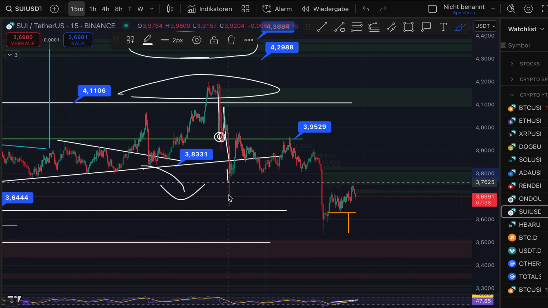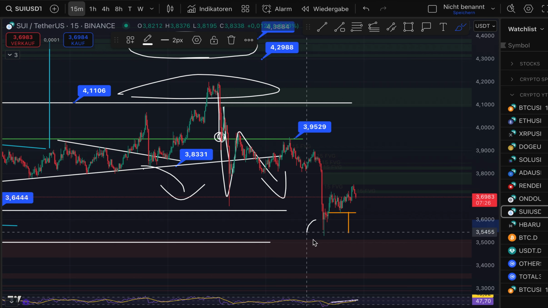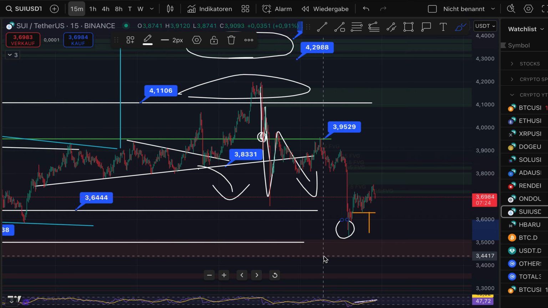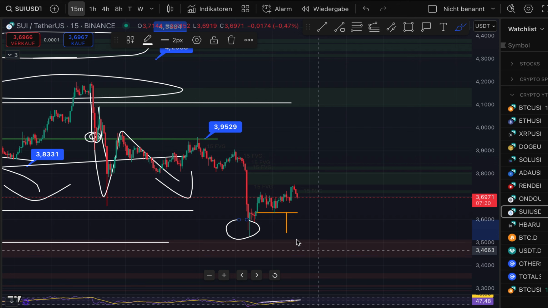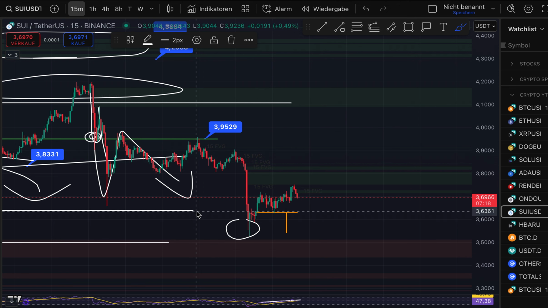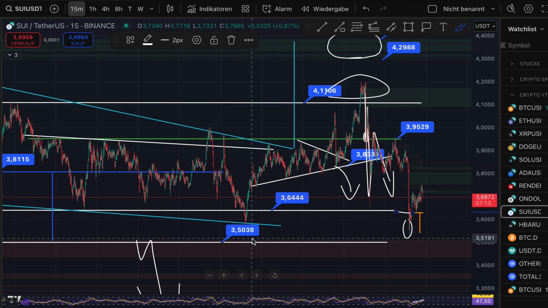What we got afterwards is the retest of the $3.95. That's what we always say: breakout, retest, follow through. Here we got the follow through. We have said if we break this $3.64 to the downside, which we also did here, then we should drop to $3.50.